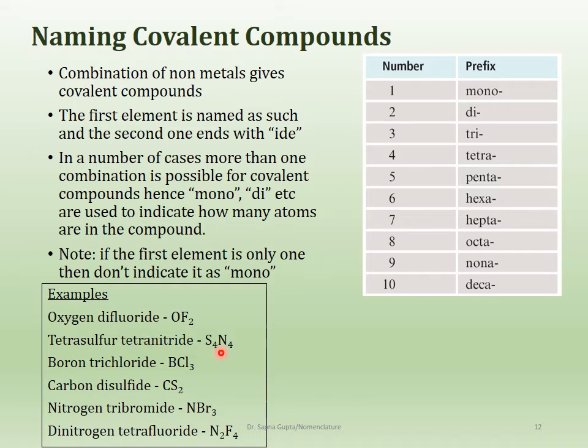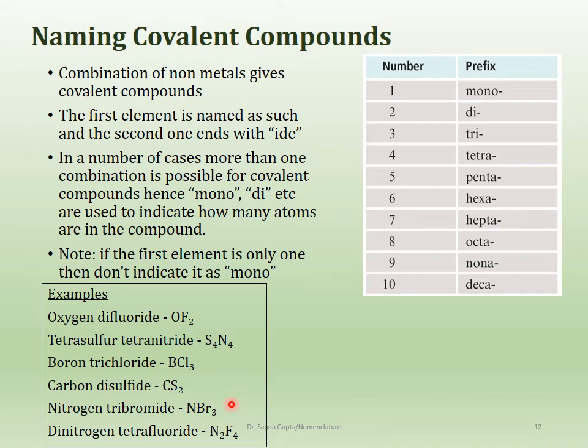It's as simple as that. And because it is so simple, you want to use it for ionic compounds also, but don't. Keep that nomenclature separate and keep this one separate. Carbon disulfide, CS2, nitrogen tribromide, NBr3, and so on and so forth.